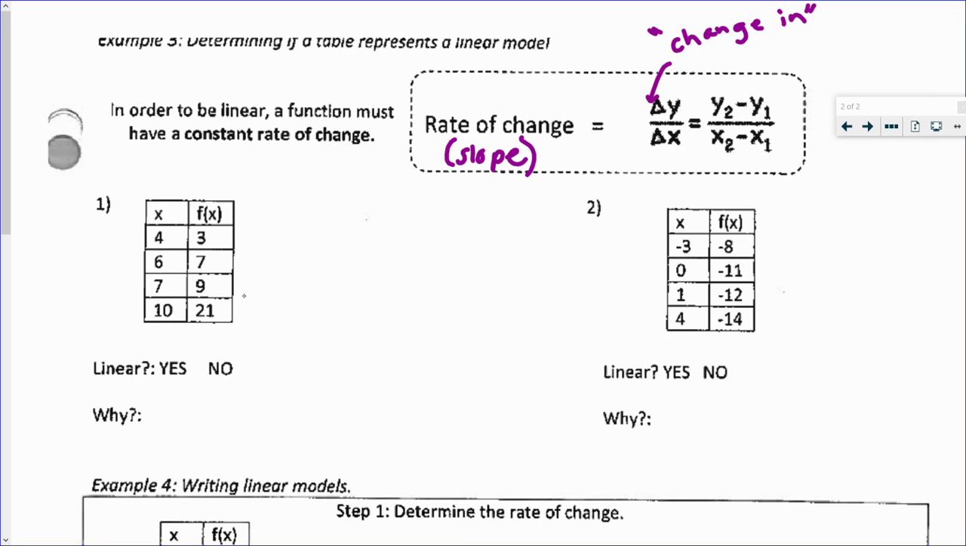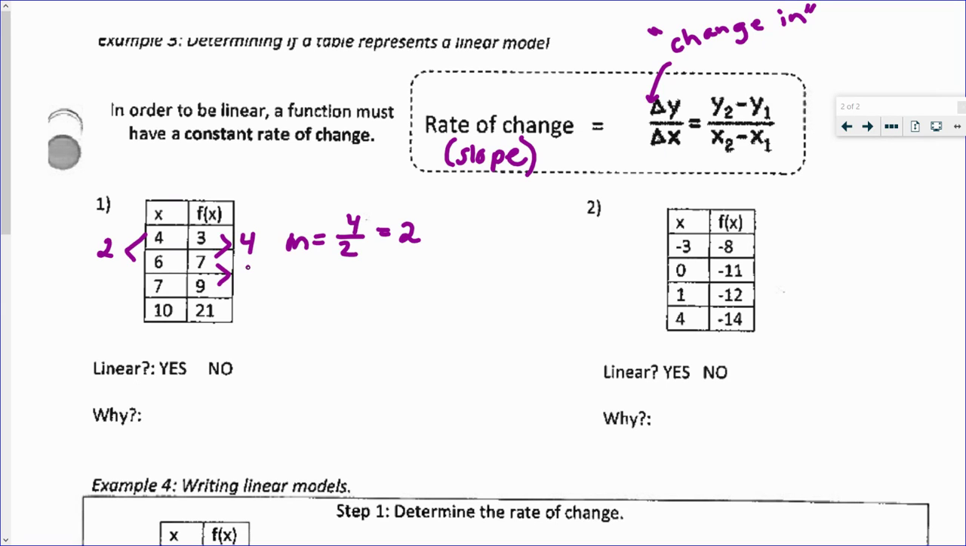So to decide if something's linear, we want to make sure it's adding or subtracting the same number every time. So if we look at this table, y increases by 4, x increases by 2. So to calculate the slope, we have to do change in y, which is 4, divided by change in x, which is 2. 4 divided by 2 is 2. So the rate of change between the first two sets of points is 2. All right, let's check out the next one.